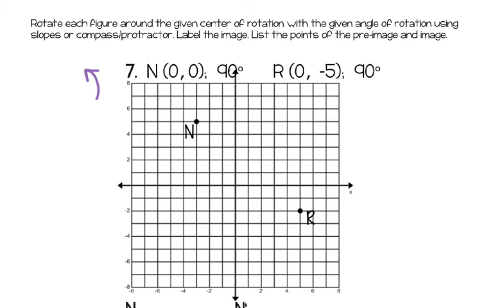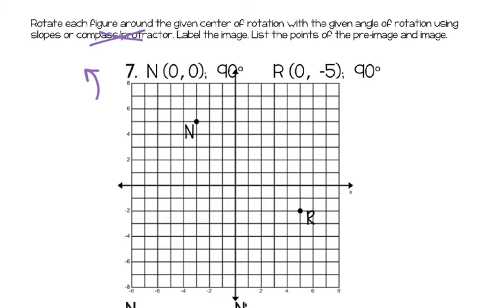We're also going to be given an angle to rotate around. We're not going to be doing the ones with a compass or a protractor because we're just going to be doing 90, 180, and 270. And we are going to make sure we label our image and list our points.